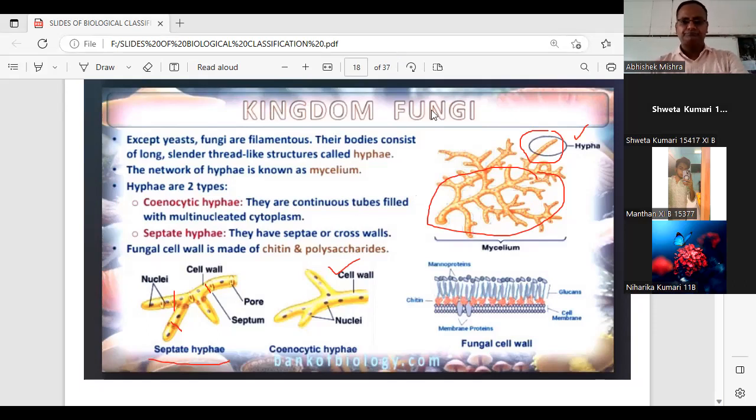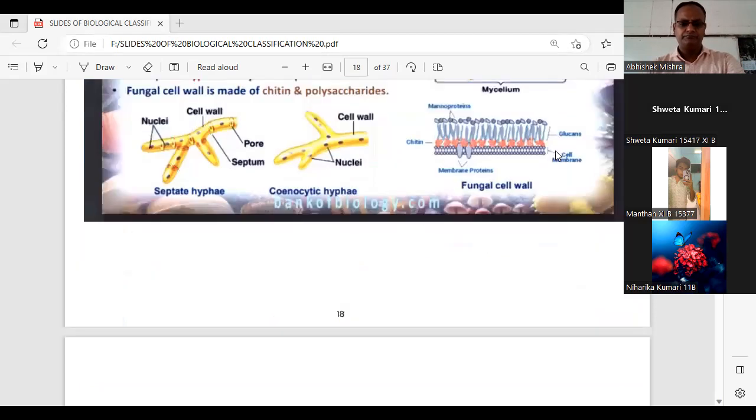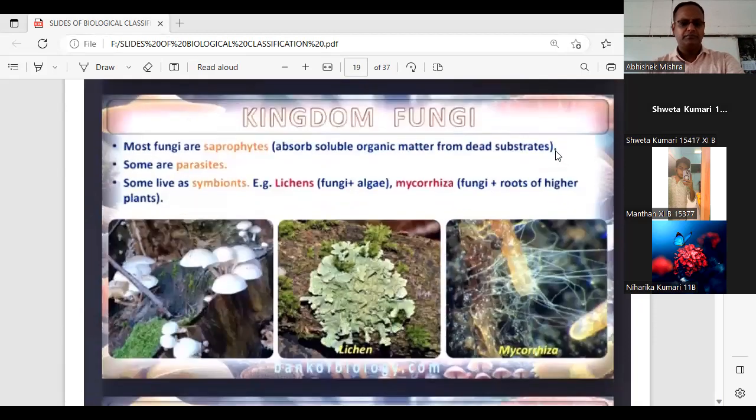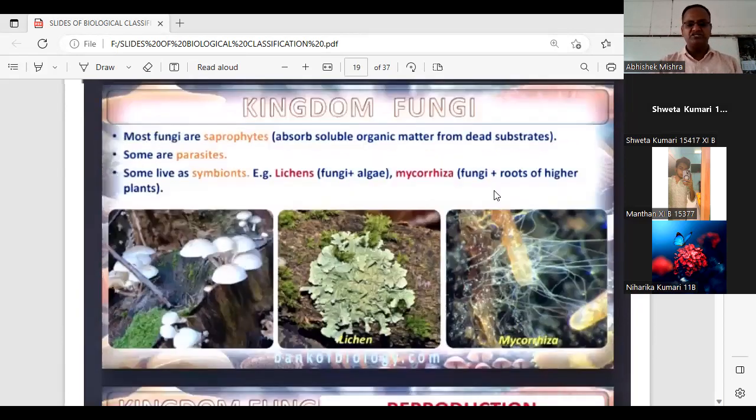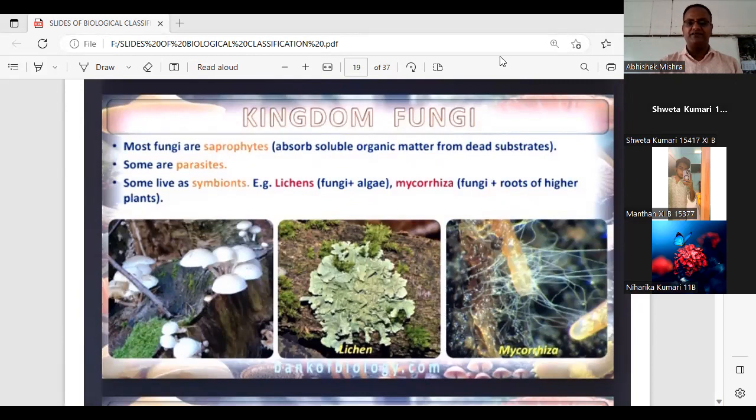Now, most fungi are saprophytes, some are parasites, and some also live in a mutual relationship. What is a mutual relationship? It needs to be clarified. This is another very significant term.